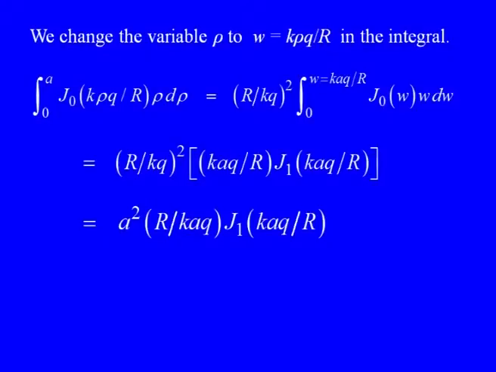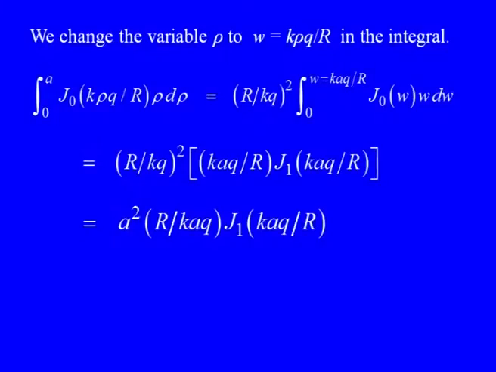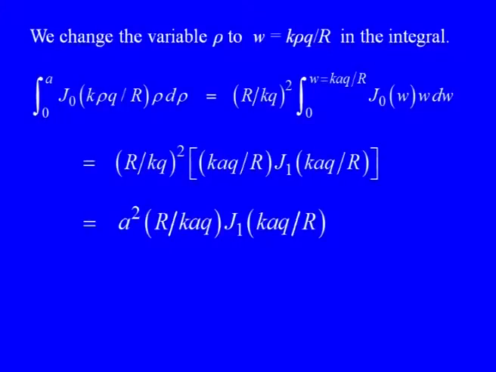So, we get r upon k q squared, and the result of integration is k a q upon r times j 1 of k a q upon r. J 1 is again Bessel function of the first kind of order 1. Now, we rearrange the variables outside the Bessel function. So, it can be written as a square, remember a is the radius of the circular aperture. So, a square times r upon k a q times j 1 of k a q upon r.